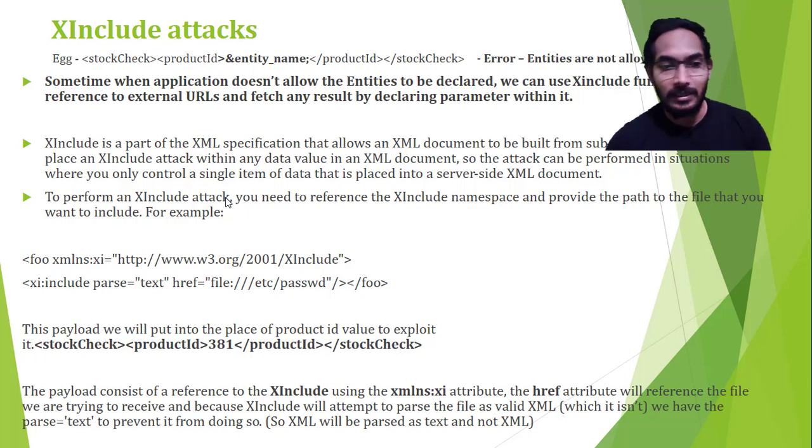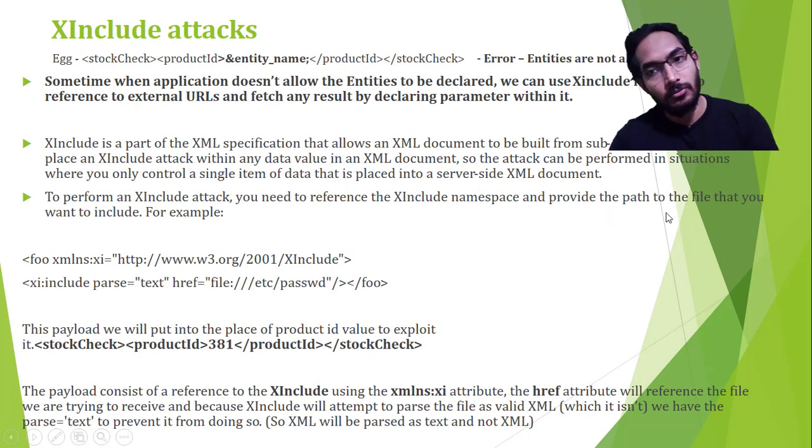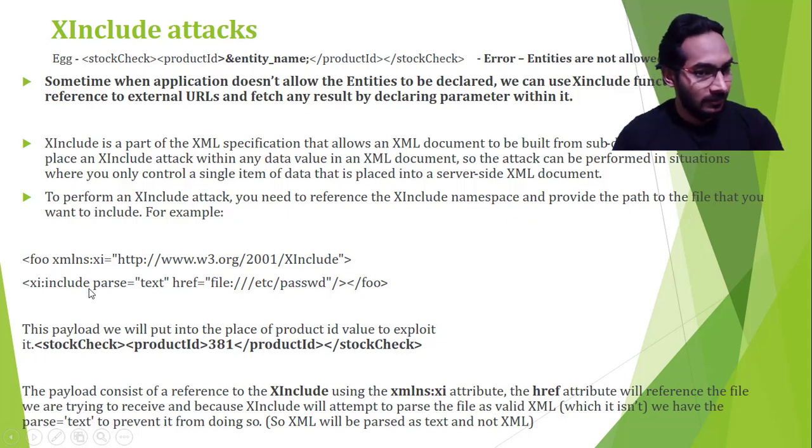There is a pretty well-defined payload that I have already told you, and you need to reference the XInclude namespace. This is the one which is acting as the namespace. And we have to provide the path to the file that you want to include. So for example, here we can see this is the namespace that we have given, and this is the file which we want to access. This is exactly the path which we have provided, which we want to include.